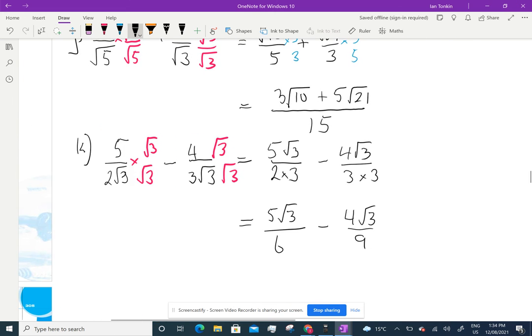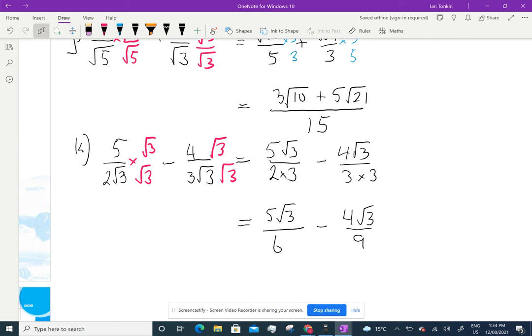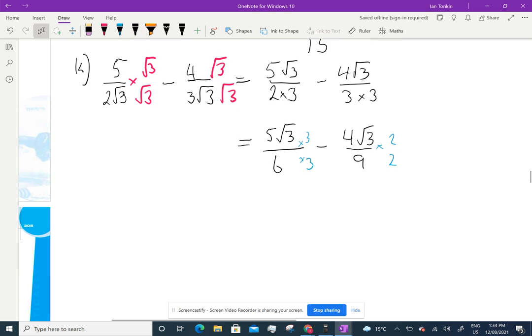Now, I could multiply by 6 and 9 and get a common denominator of 54, but I can see a smaller common denominator, and that is 18. So I'm going to multiply this one by 3, and I'm going to multiply this one by 2, and I'm going to get a common denominator of 18. So I'm going to get 5 times 3, I'm going to get 15 root 3. Oh, by the way, my denominator is 18. I only need to write a single fraction. Minus 2 times 4 is 8.